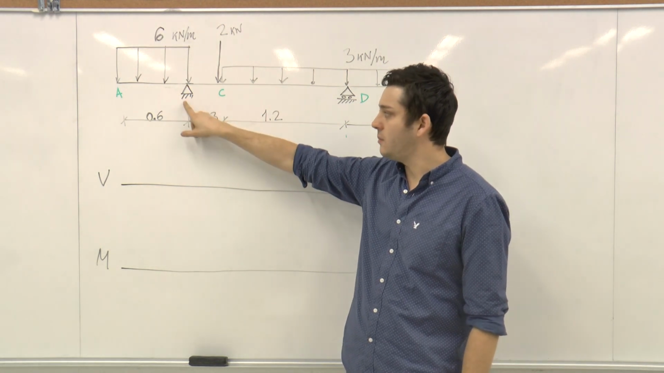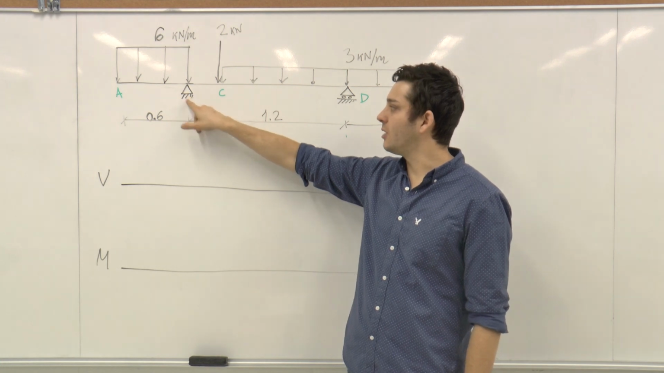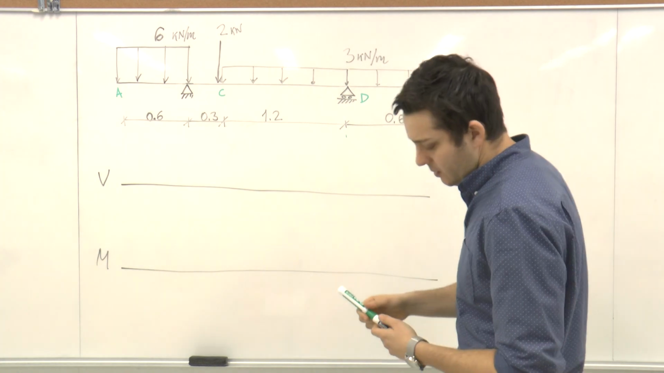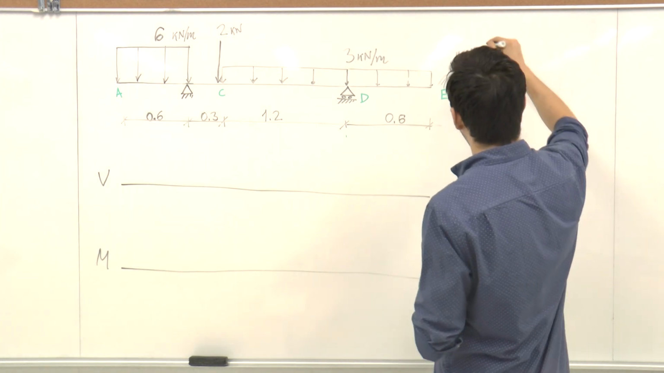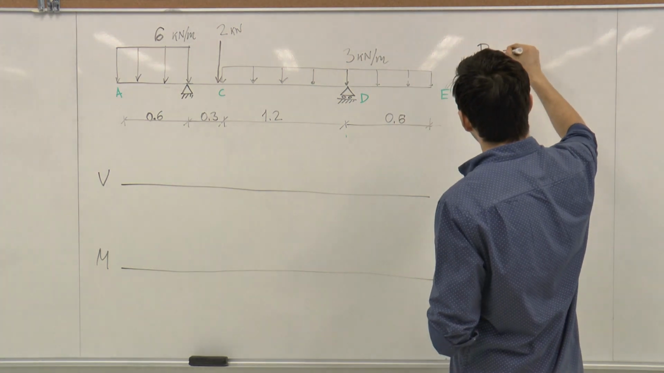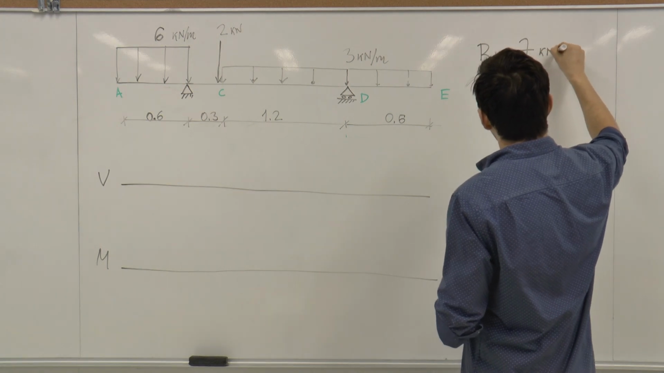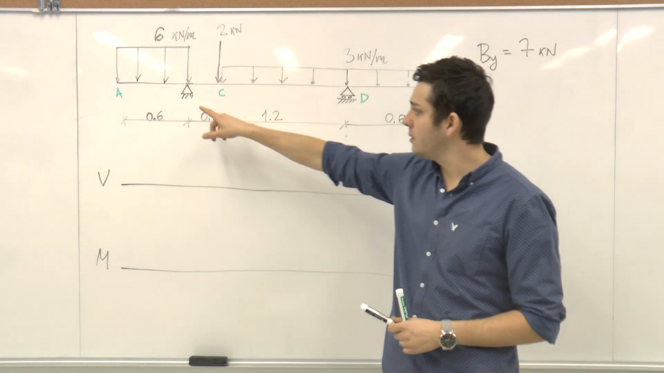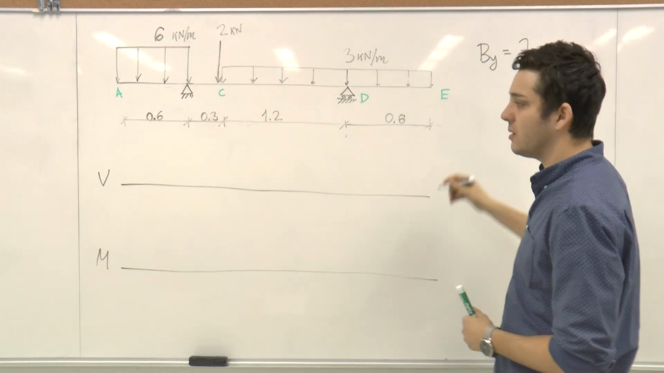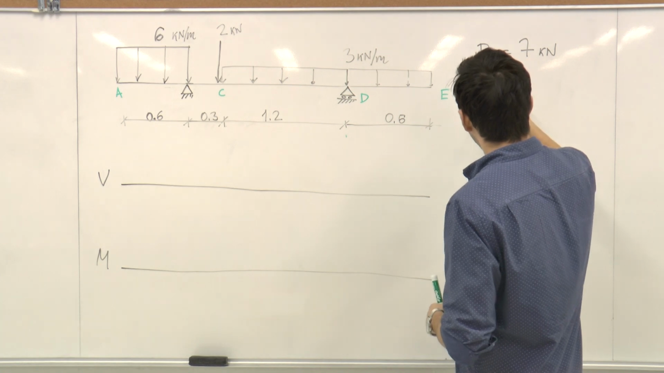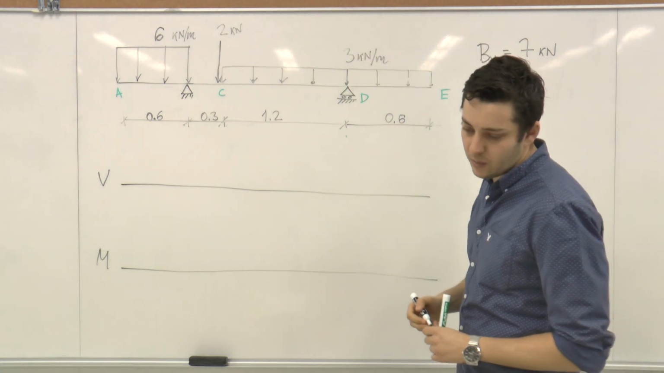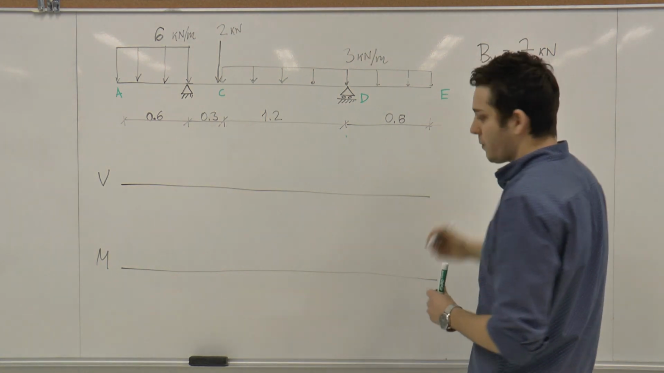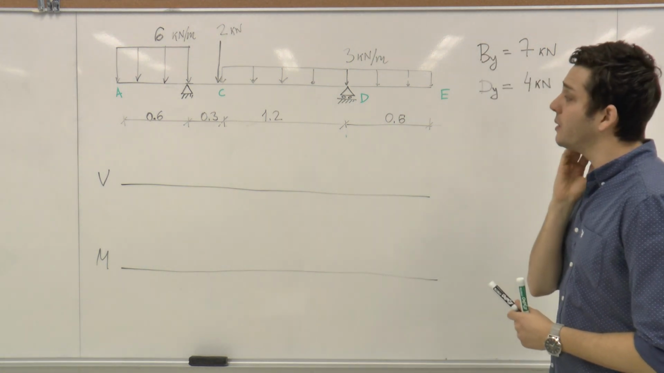So to find, let's say, the vertical reaction at point B, we can sum the moments at D. If we sum the moments at D, we will find that the reaction at B equals 7 kilonewtons. Summing the forces in the y direction, we can find the reaction at D also, and it equals 4 kilonewtons. Great. So now we have all the reactions.